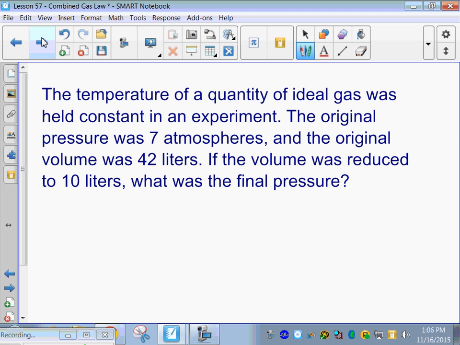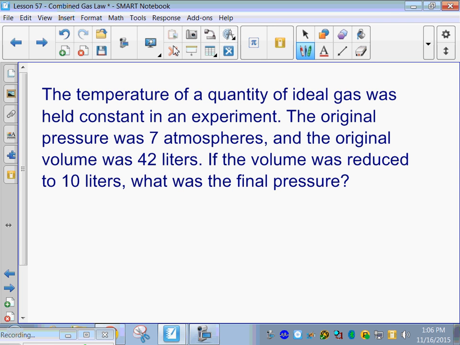All right, one more example. The temperature of a quantity of ideal gas was held constant in an experiment. The original pressure was 10 atmospheres and the original volume was 42 liters. If the volume was reduced to 10 liters, what was the final pressure?